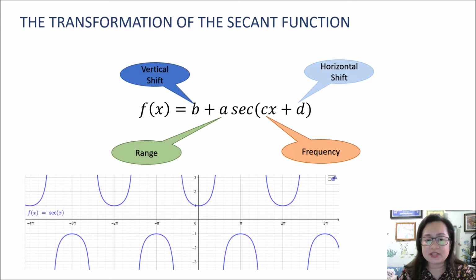But since we can derive the graph of the secant function from the cosine function, A here does not give us exactly the range of the secant function, but it gives us an idea about the range of the secant function based on its corresponding cosine function.